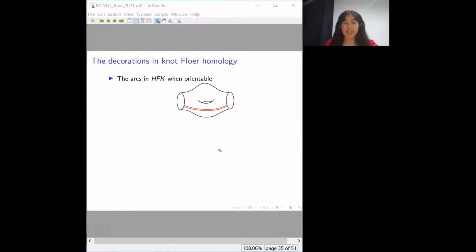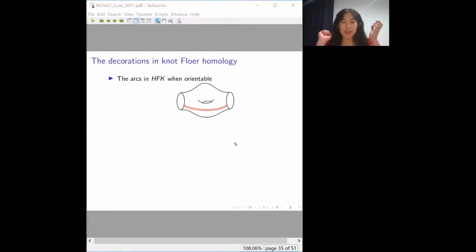Now let's talk about the decorations in knot-Floer homology. For knot-Floer homology, in order to induce maps on HFK', we need some decorations on the cobordism. The decoration consists of a set of arcs with endpoints consisting of 2 points on each end, so on each knot at the end of the cobordism.